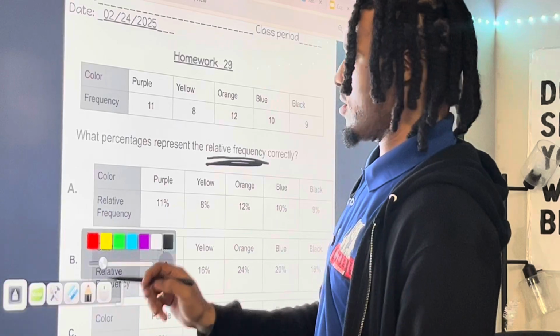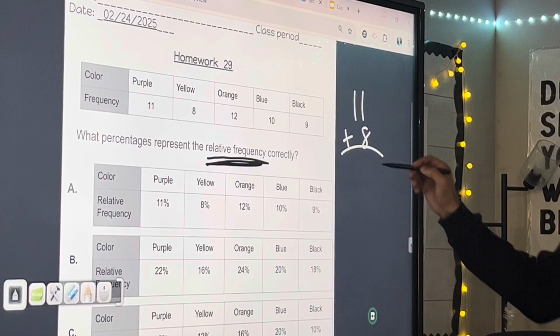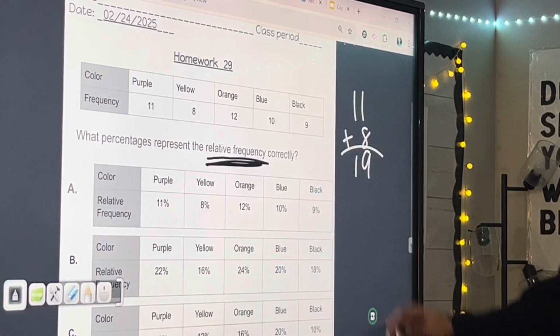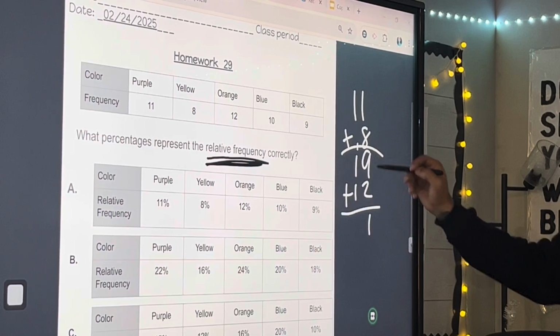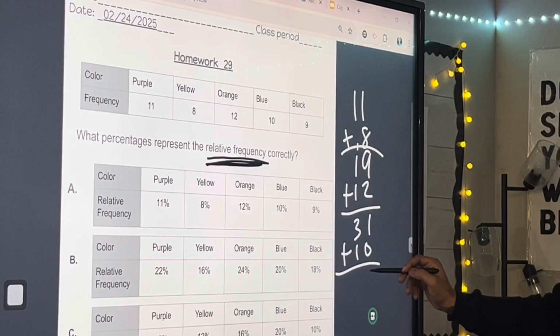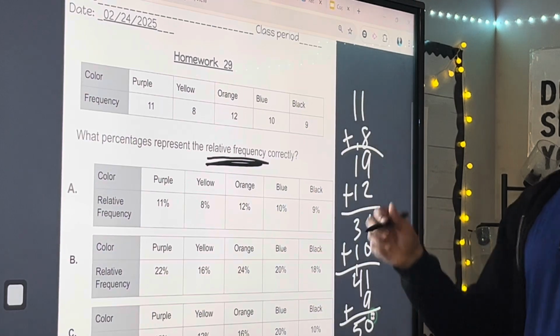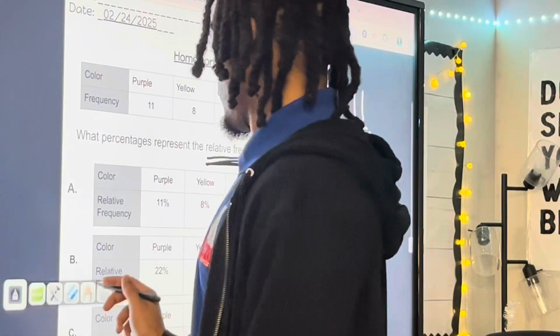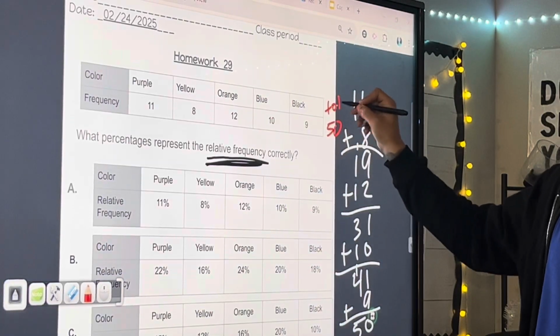We have first 11 plus 8. 1 plus 8 is 9. 19, okay. 19 plus 12. 9 plus 2 is 11. 1 plus 1 plus 1, 31. 31 plus 10. 1 plus 0 is 1. 3 plus 1 is 4. And then 41 plus 9. 1 plus 9 is 10. 1 plus 4 is 5. So our total was how much? 50. Cool. Total 50.